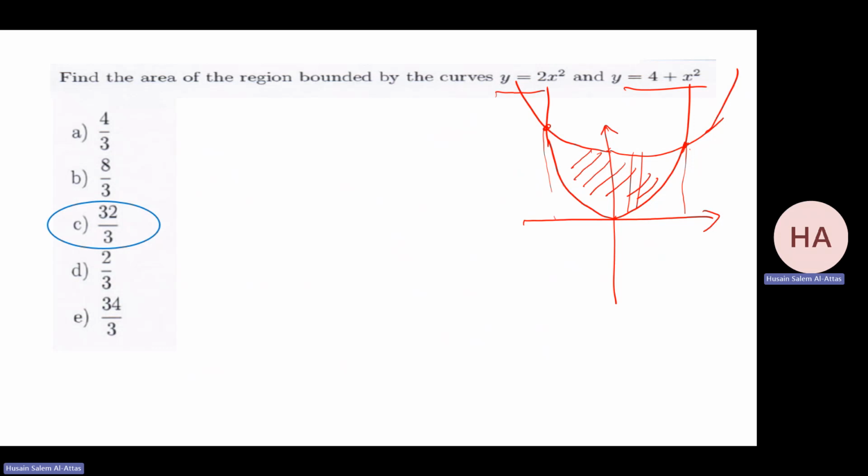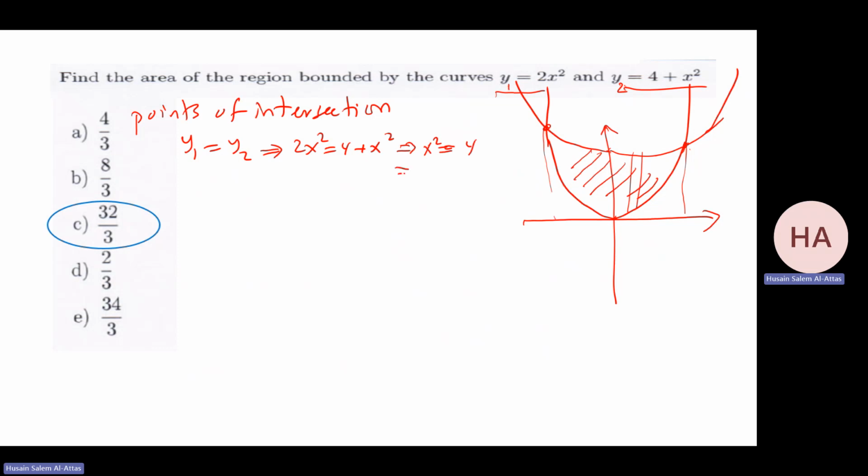How to find the points of intersection? Let me call the functions y1 and y2. I will equate the two functions, y1 equal y2. So I'm getting 2x squared equal 4 plus x squared. So x squared equals 4, so x equals plus or minus 2. So this is minus 2 to 2.